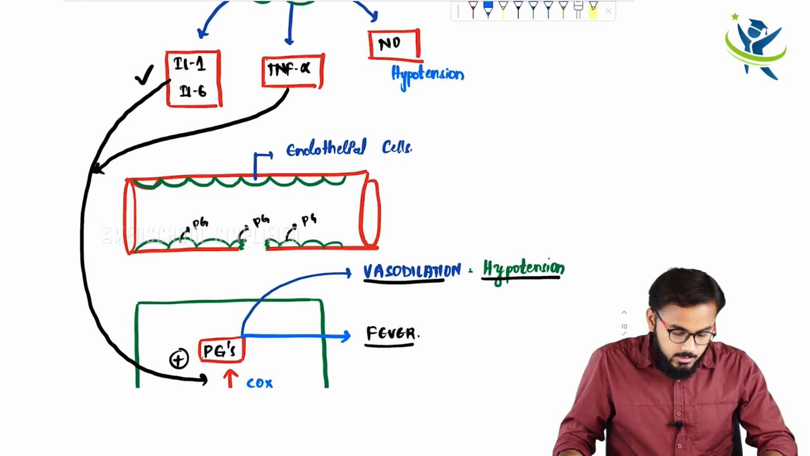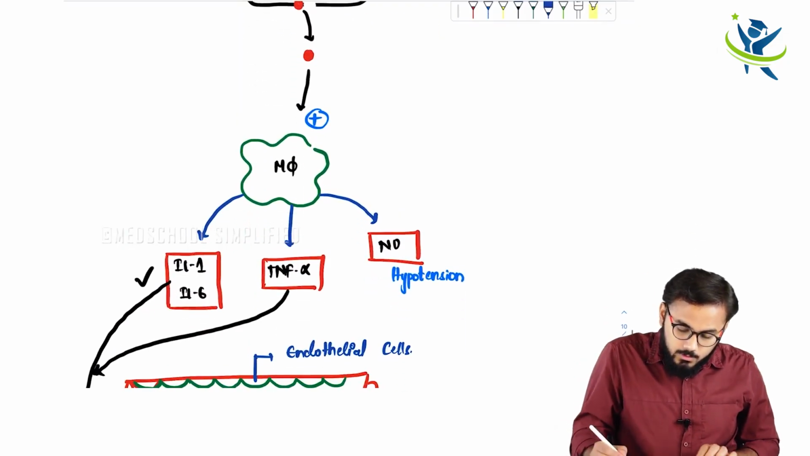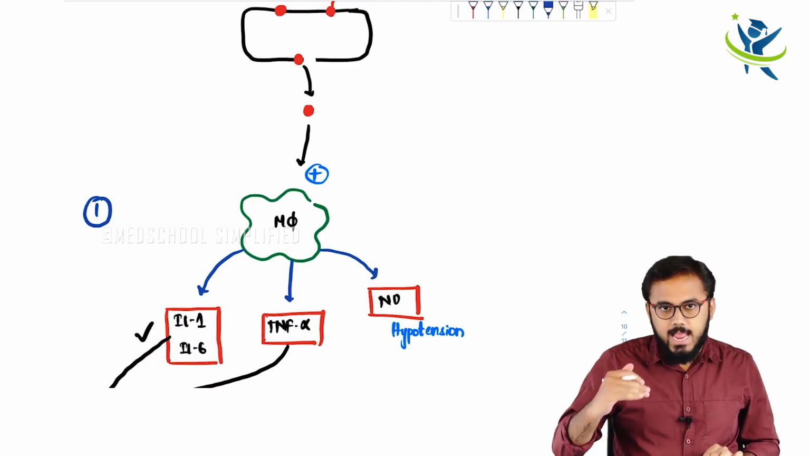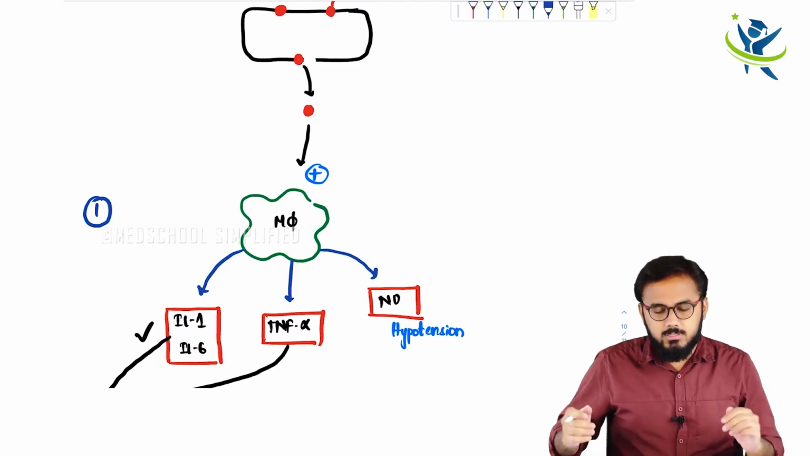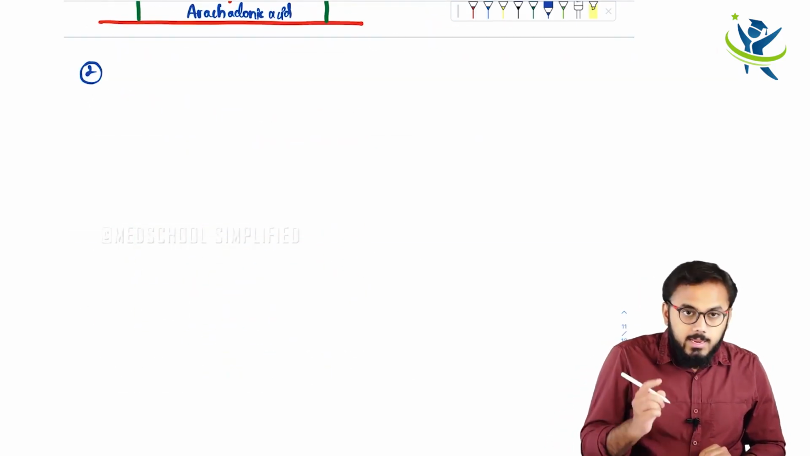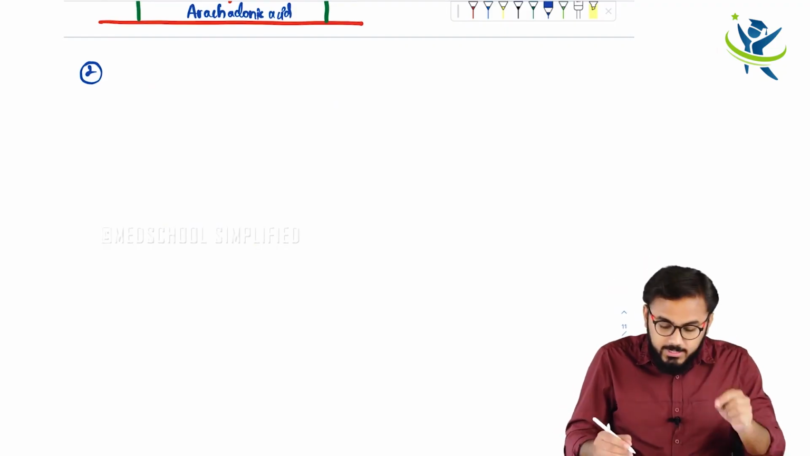Okay, right. So these endotoxins perform the first thing successfully, that is activation of macrophage and causing all these things. The second important thing these endotoxins do is that endotoxins will activate your complement system.